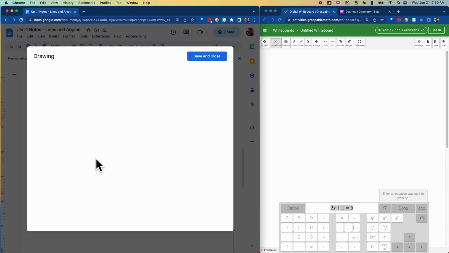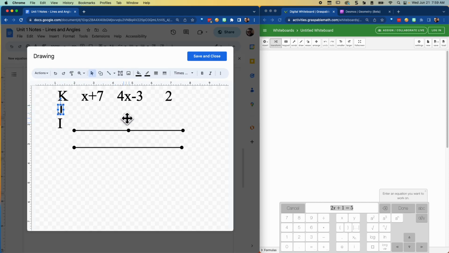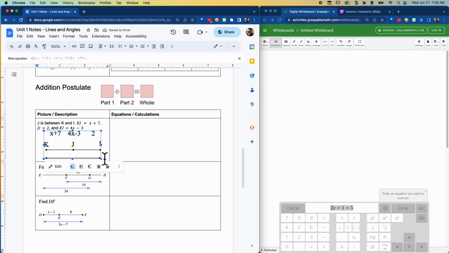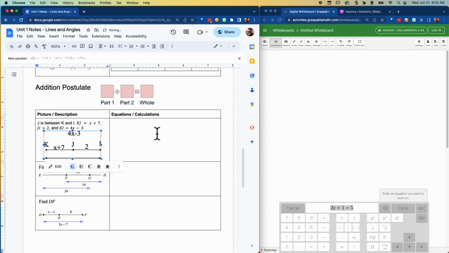So when I go into this picture, it says J is between K and I. So J is in the middle. I'm going to click on edit, and I'm going to put J in the middle. And it says K and I, like that. Perfect. It says KJ is x plus 7. And JI is 2. So that means the x plus 7 is here, and the JI is this part here. And then the 4x minus 3, where does that go? Well, 4x minus 3 is KI, so all the way from K to I.